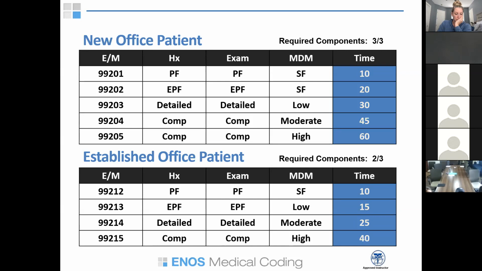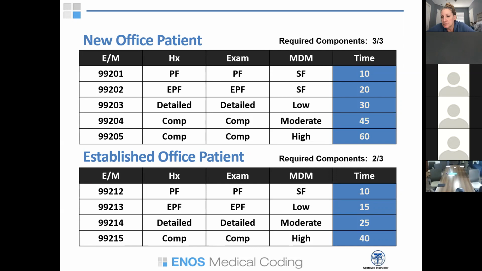So this is a snapshot of the new and established office visit codes that you will be using for these remote visits: the history, exam, medical decision making. For the new patients, you have to have all three of the components documented, so you can see how it would be very difficult to get a 99204 or 99205 using the exam component right now, and time on the right-hand column would be more helpful.